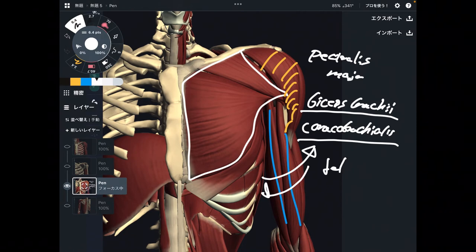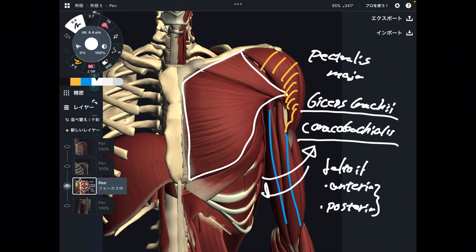Deltoid. Particularly anterior fiber and posterior fiber. Anterior and posterior. Wait a minute, again. I said deltoid is for abduction. But do you remember? Anterior fiber and posterior fiber work for shoulder abduction if the shoulder is above 60 degrees. But what happens when the shoulder is less than 60 degrees, like this?